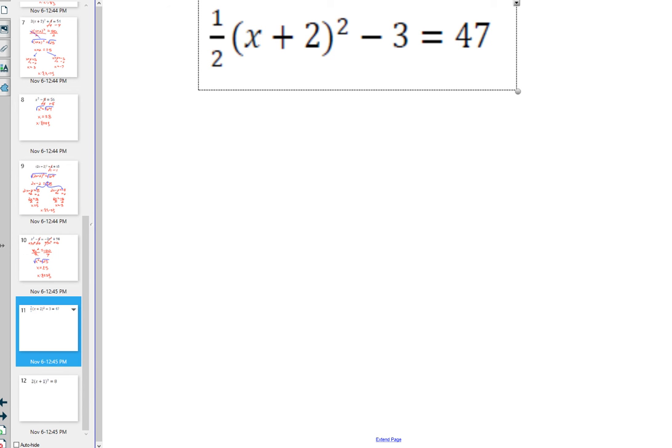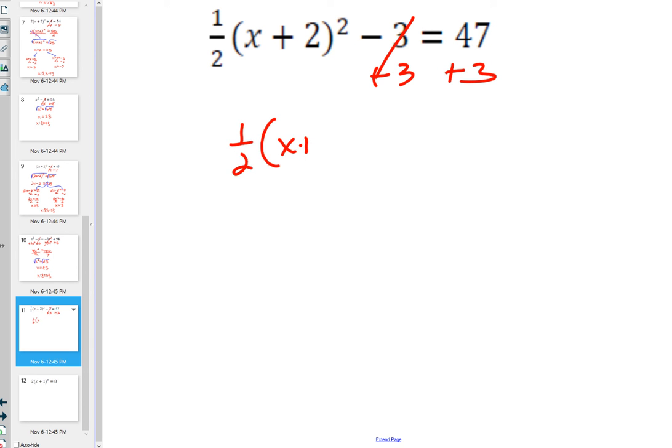You got stuff? What'd you get? Very good. Got it. Take that. He said 8 and negative 12. The first step should have been plus 3, giving 1/2 times x plus 2 squared is equal to 50. So Donnie, that should have been your first step no matter what, right?